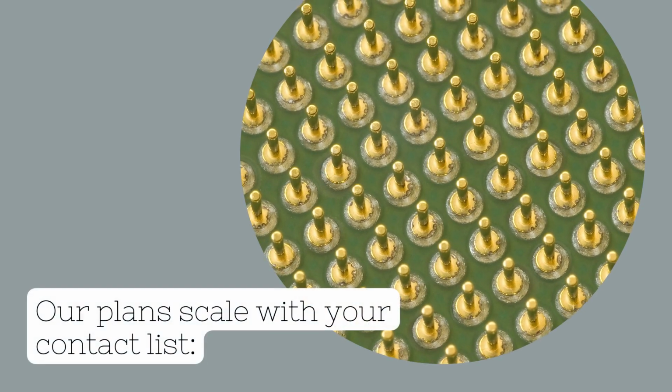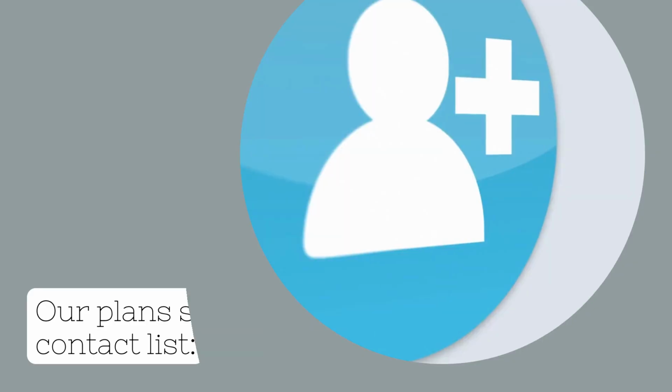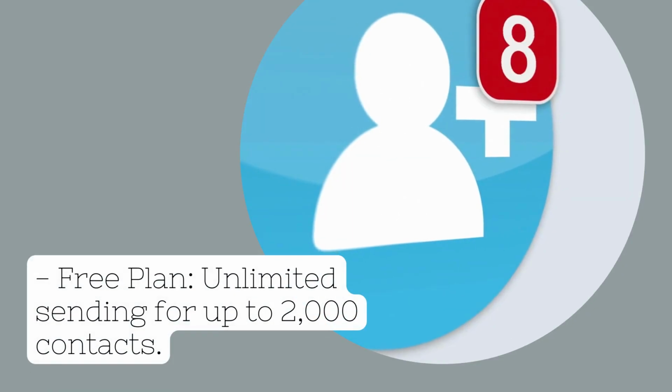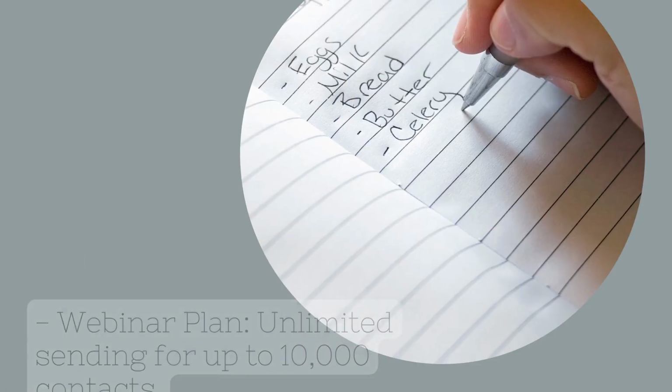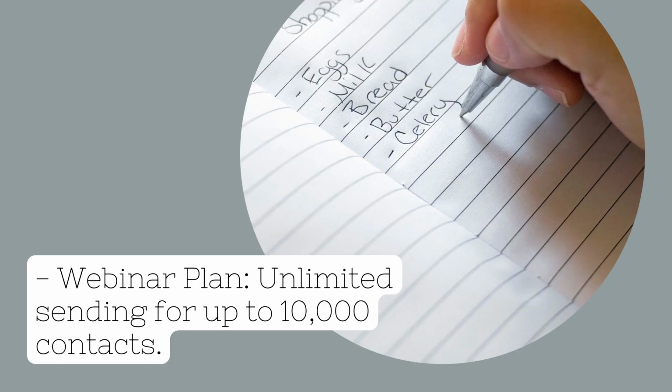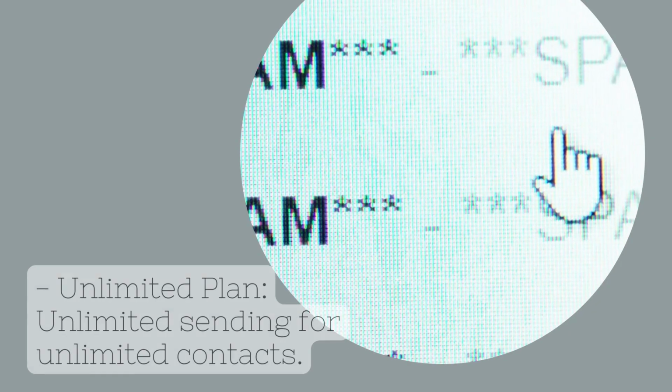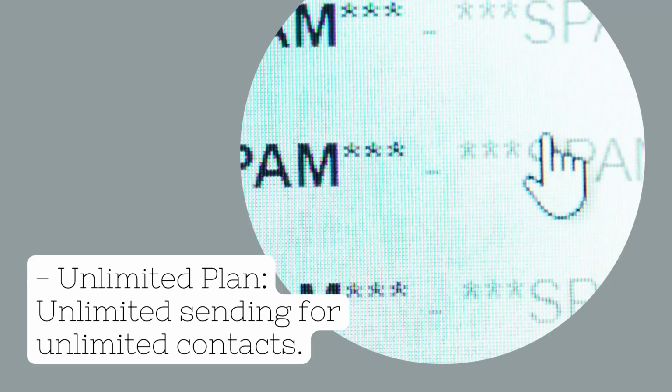Our plans scale with your contact list. Free plan: unlimited sending for up to 2,000 contacts. Startup plan: unlimited sending for up to 5,000 contacts. Plan: unlimited sending for up to 10,000 contacts. Unlimited plan: unlimited sending for unlimited contacts.